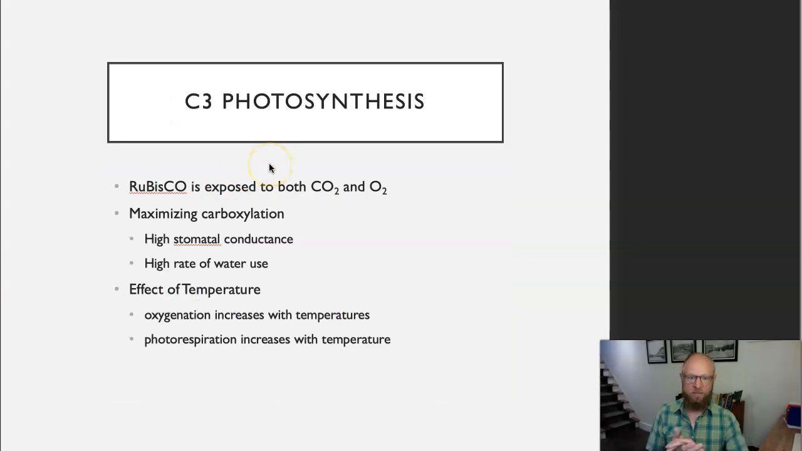So if we think about C3 photosynthesis, and this isn't just in C3 plants, rubisco can react with either CO2 or O2. In order to maximize carboxylation and minimize photorespiration, plants have to have high stomatal conductance, or those stomates need to be wide open, which means it's using lots of water. Turns out there's also an effect of temperature on rubisco and its affinity for CO2 or O2.